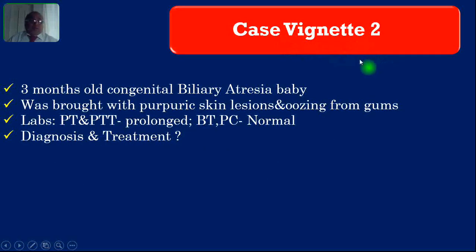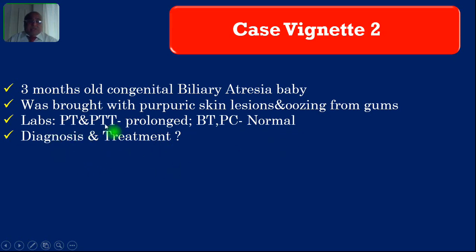So case vignette 2, a 3-month-old baby with congenital biliary atresia was brought with purpuric skin lesion and oozing from the gums. Labs reveal both PT and PTT are prolonged. Bleeding time and platelet count are normal. So what is your diagnosis and what is the treatment?